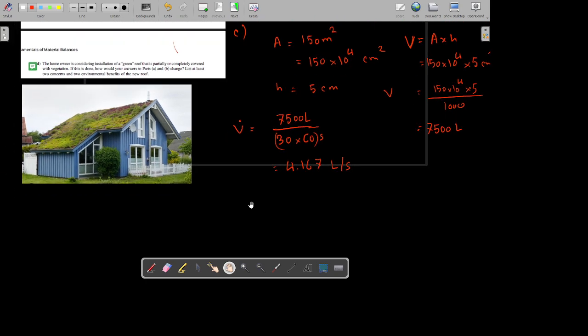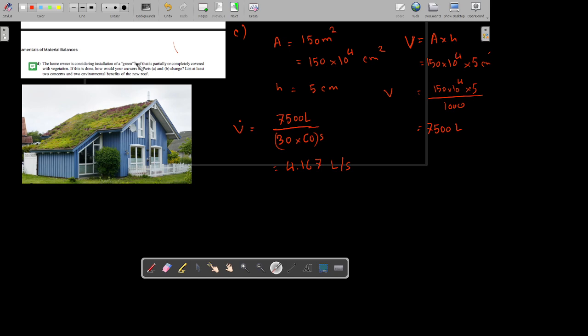Now let's move to part D. The homeowner is considering installation of a green roof that is partially or completely covered with vegetation. Vegetation means vegetable plant or something like this. If this is done, how would your answers to part A and part B change? Give at least two concerns and two environmental benefits of the new roof.